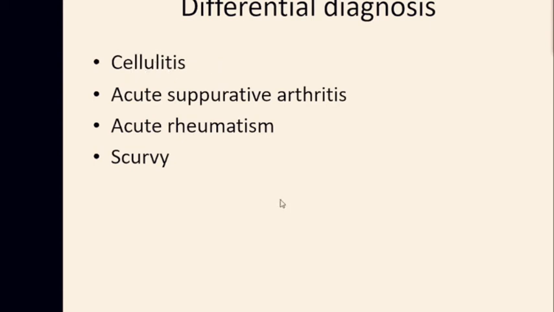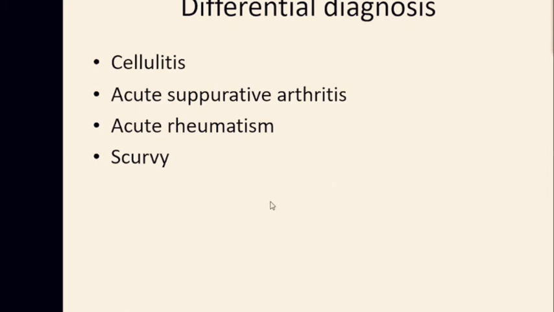Other is arthritis, the infection of the joint. And another is acute rheumatism, or rheumatic fever, where you have migrating polyarthritis. The other differential diagnosis is scurvy. To know this, you have to do an X-ray. When you do an X-ray, you'll see that the subperiosteal area is elevated.